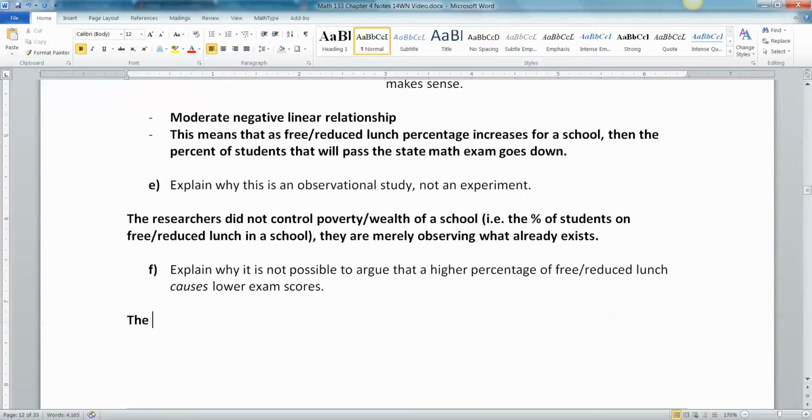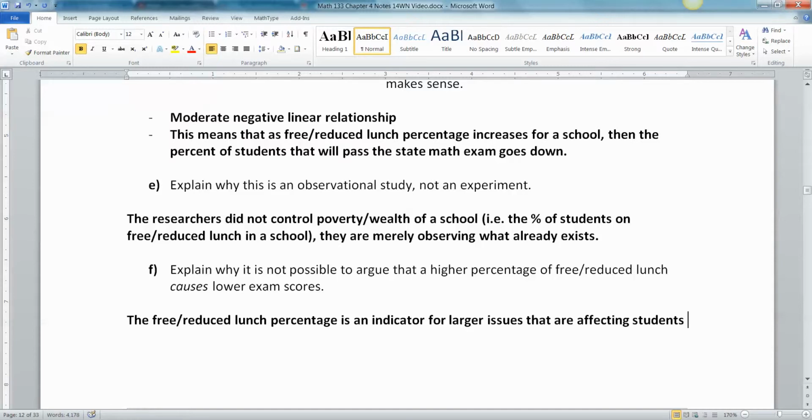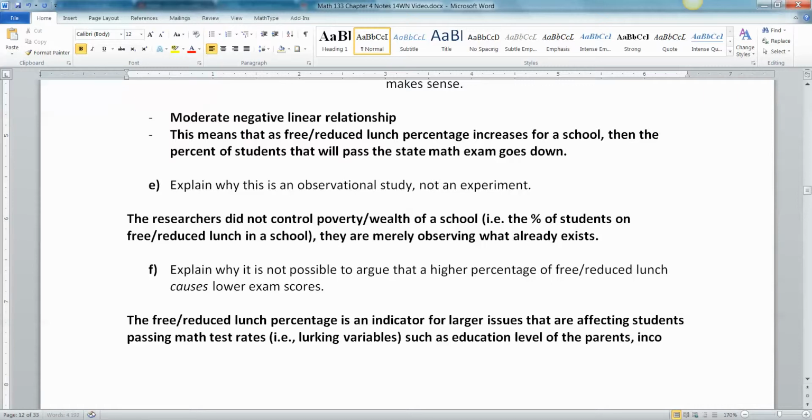So you can't say that free reduced lunch causes low exam scores. The free reduced lunch percentage is an indicator for larger issues that are affecting students' passing rates, math test rates, i.e. lurking variables, such as, let's think, probably the education level of parents, right? That would affect income, obviously, is what you're really measuring here.